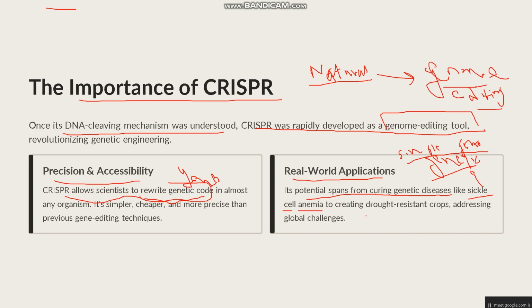And from genetic diseases to creating drought-resistant crops. From human diseases to creating drought-resistant crops, addressing global challenges. Those are the vast applications of CRISPR that we discussed in today's workshop.